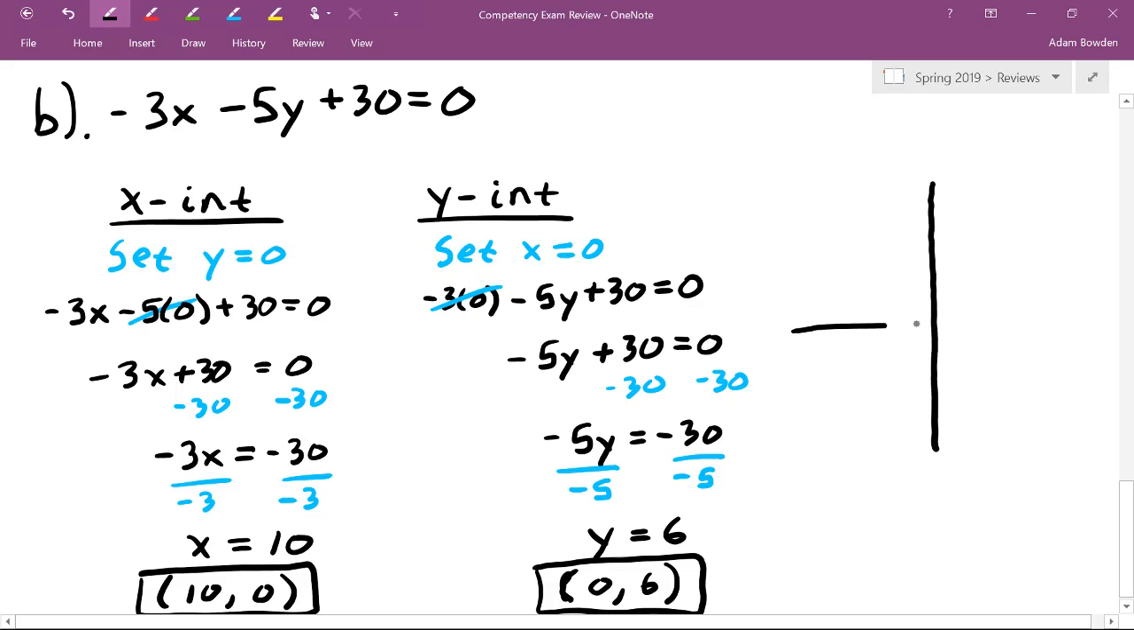We can draw the graph of the line passing through the two intercepts. So I'll label the intercept here on the y-axis for the y-intercept. Here, this will be the x-intercept. And then we just draw our straight line passing through those points with arrows pointing off in both directions.